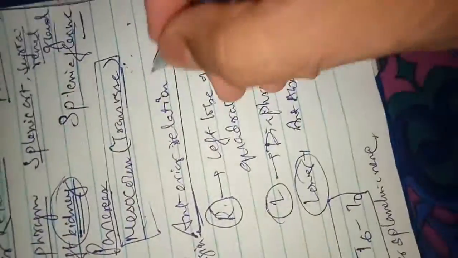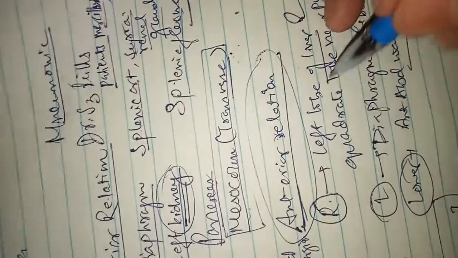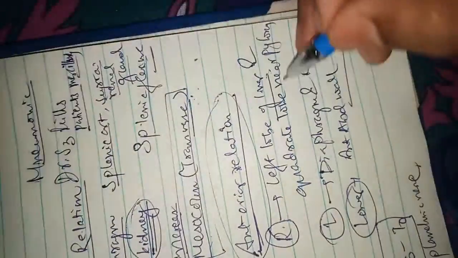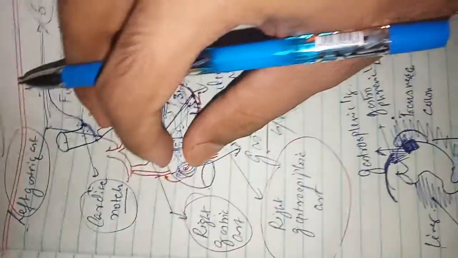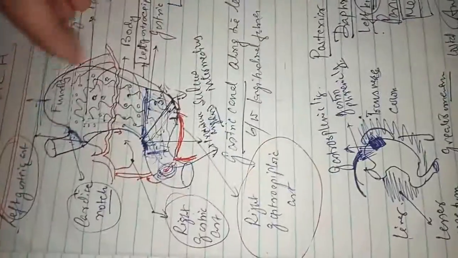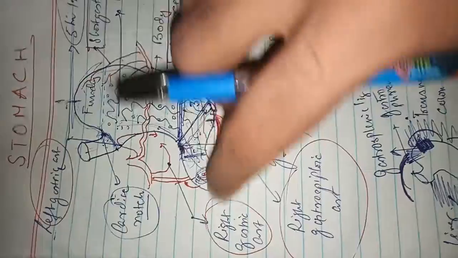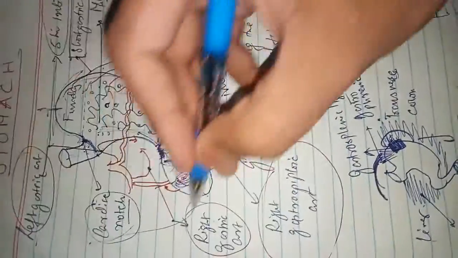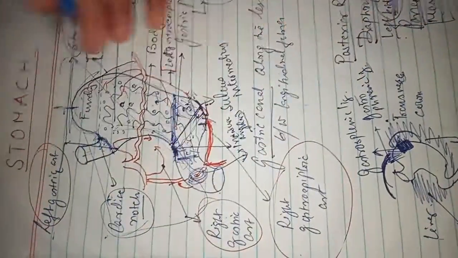In the anterior relation, in the right part of the stomach we find the left lobe of the liver, and the quadrate lobe near the pylorus. The whole left lobe of the liver lies anteriorly. Lower down there is the anterior abdominal wall. This is the anterior relation.